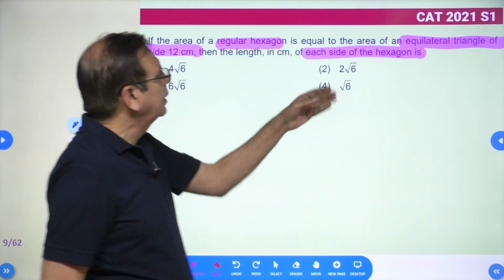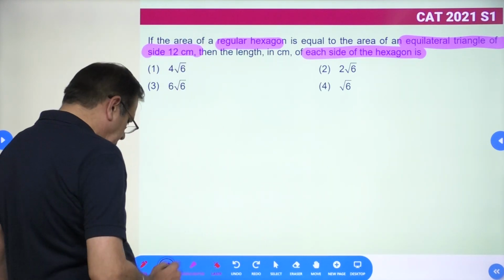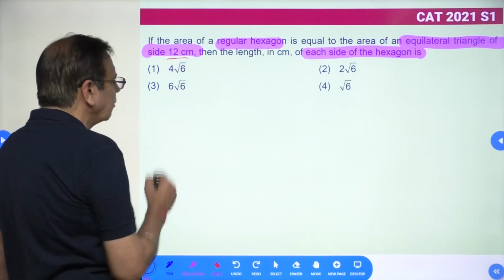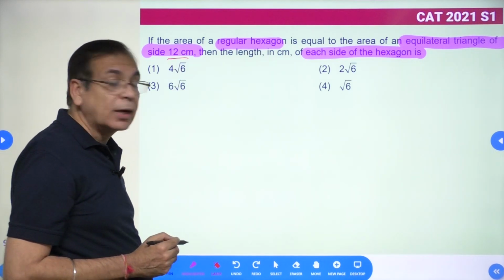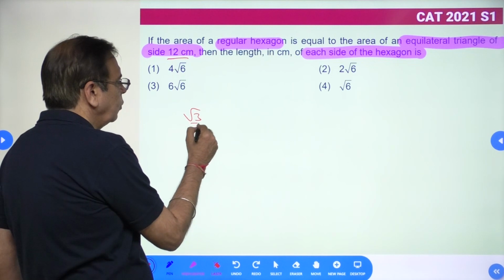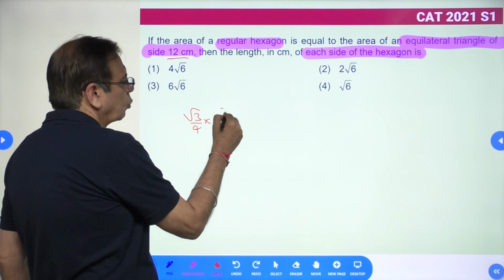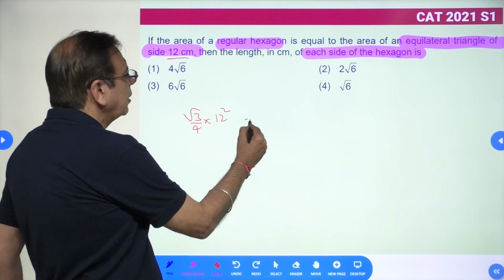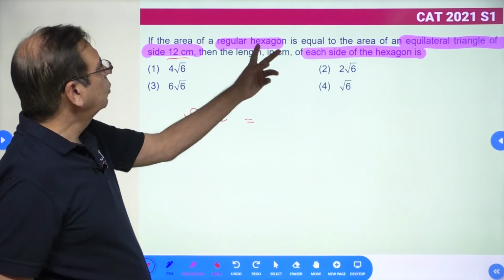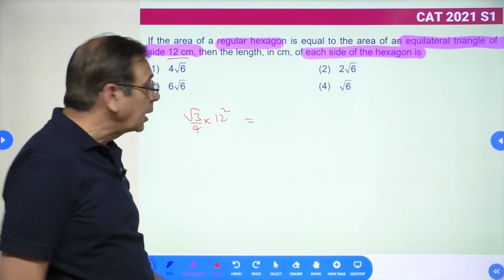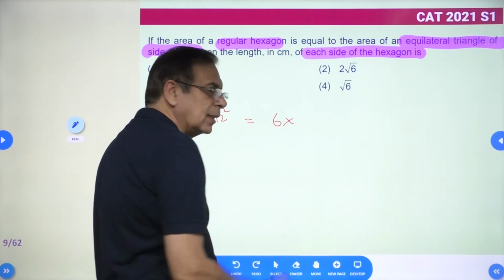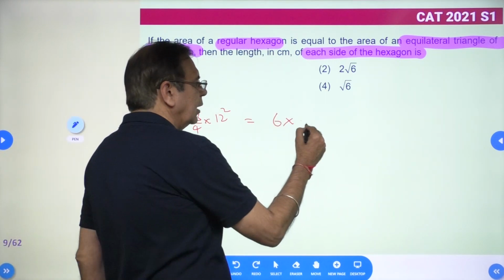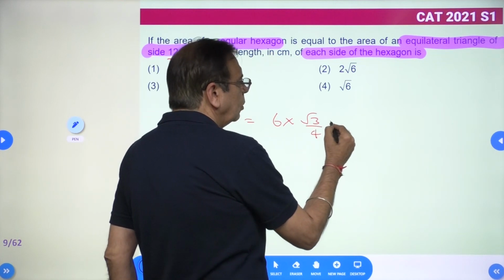Area of regular hexagon is equal to area of equilateral triangle of side 12 centimeters. अगर side 12 centimeters है, what is the area of this equilateral triangle? Root 3 by 4 into 12 square. Okay? What is this equal to? Is equal to the area of hexagon. Hexagon में कितने equilateral triangle हैं? 6. What is the area of each equilateral triangle? 6 into root 3 by 4 into side square.